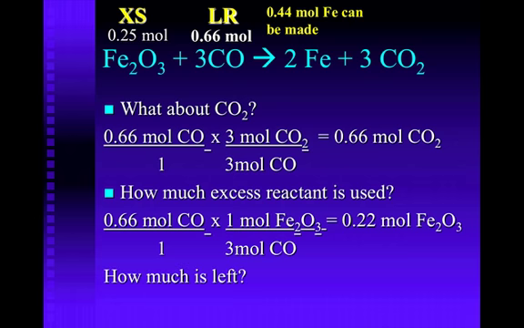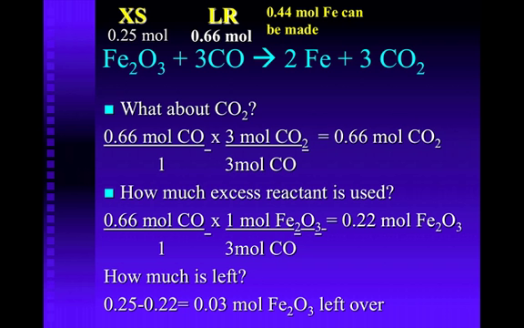So how much is left? Well, you see, I was given 0.25 moles. I just used 0.22 moles in that equation, so I have 0.03 moles of Fe2O3 left over at the end. And I also know that 0.66 moles of CO2 can be made.